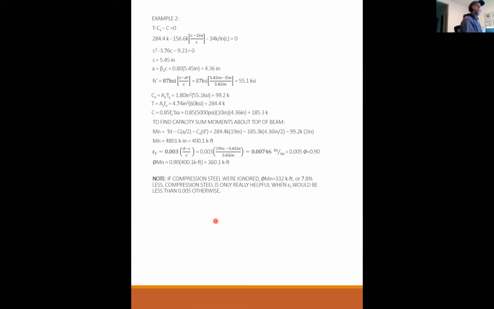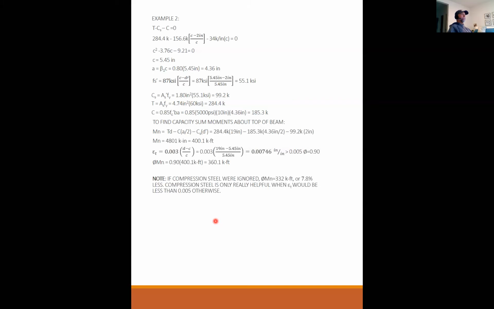Okay, any questions on example 2? Professor, so we use the compression steel when we cannot extend our d, right? If we extend our d, we will get more epsilon sub t. So if we have a space limit, then that's when we use the compression steel. Absolutely right. Yes. You hit the nail on the head.